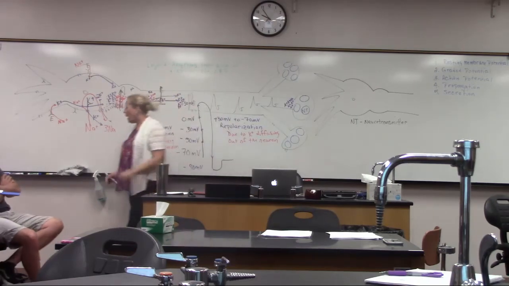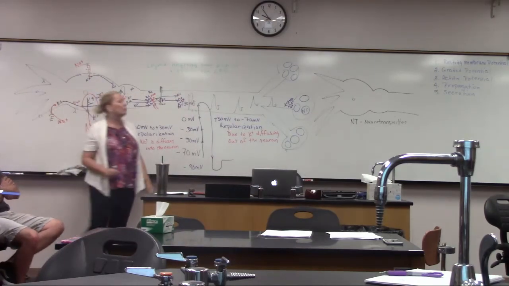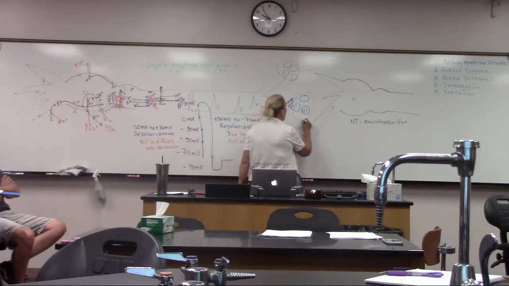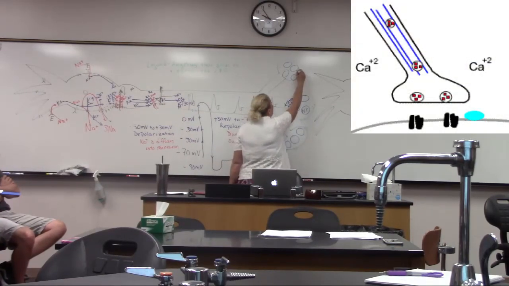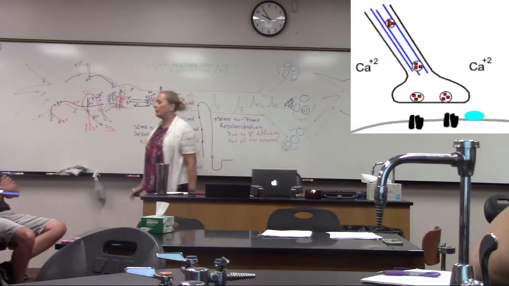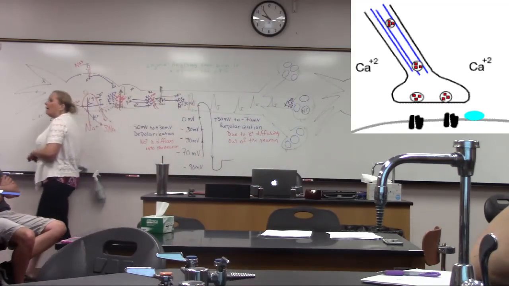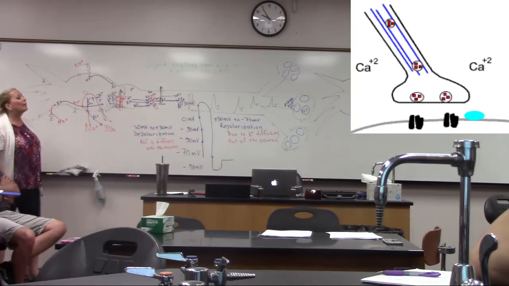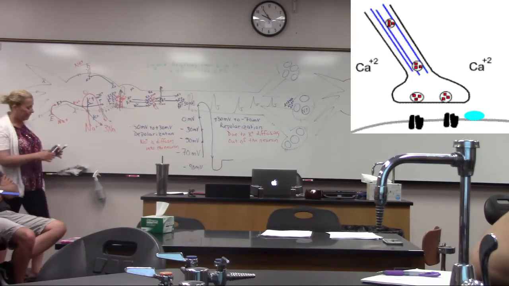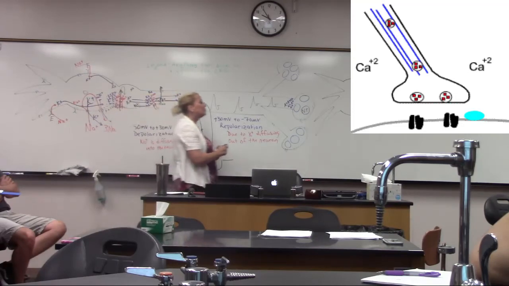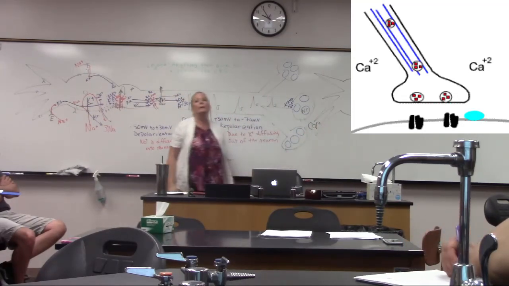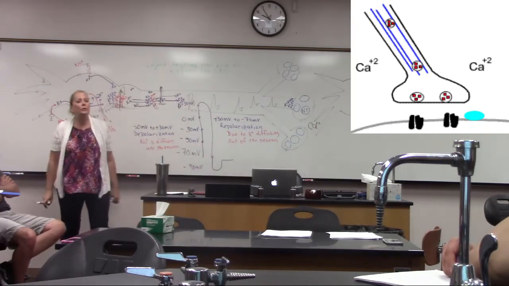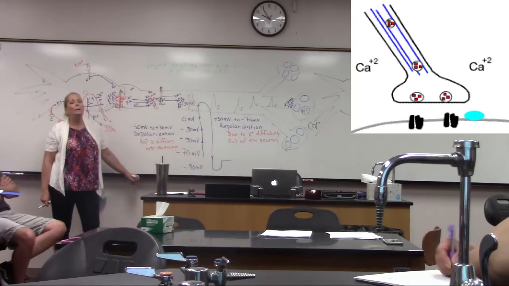Now, also found in the terminal bouton are voltage-regulated gates. So we have these voltage-regulated gates throughout the terminal bouton, but these are a different type of voltage-regulated gate. They're not for sodium and they're not for potassium, they're for calcium. We have a very high concentration of calcium in the extracellular fluid. And calcium voltage regulated gates open at minus 50 millivolts.